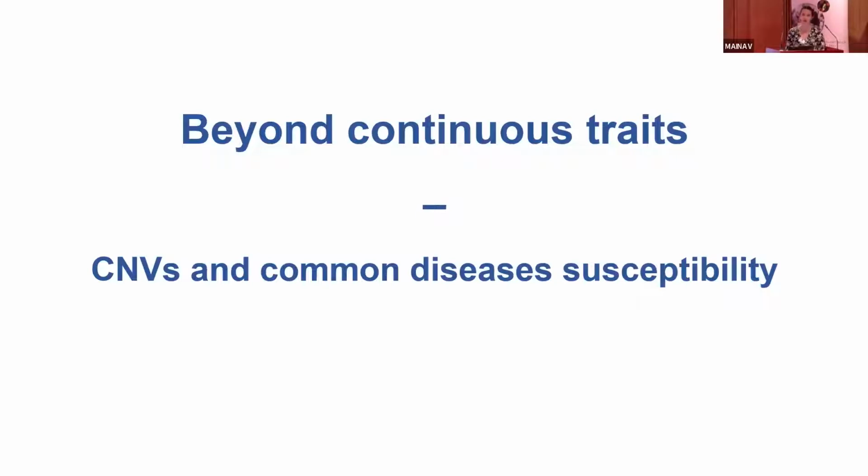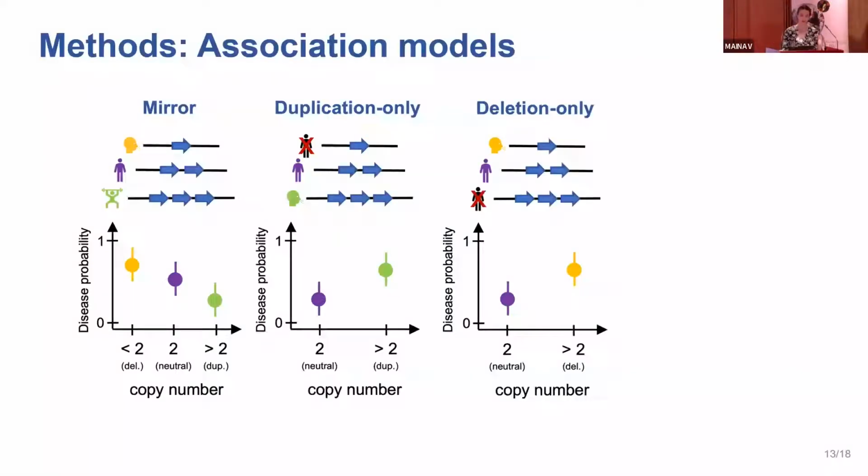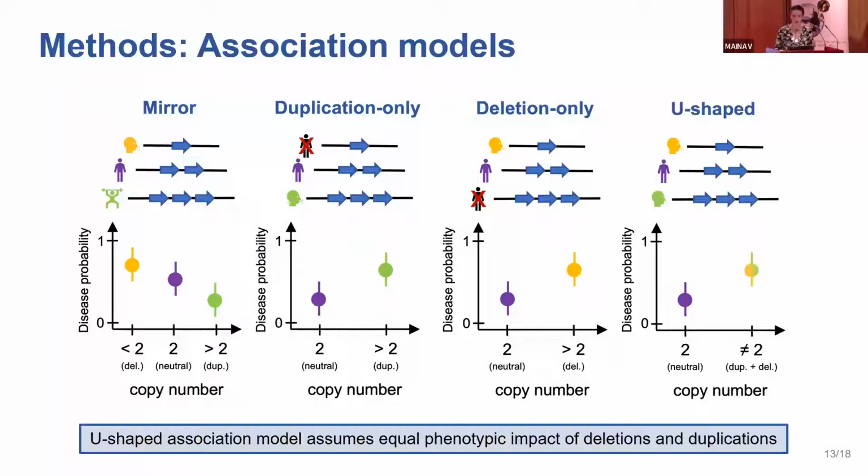And I think that a rather natural extension of the work I presented so far would be to interrogate whether CNVs also affect susceptibility to common diseases. And to do that, we will simply switch from using a linear regression to using a logistic regression that allows us to investigate how CNVs impact disease probability. And in the context of this project, we also work with a fourth association model, which is a U-shaped model that has a rather intuitive assumption that deletion and duplication affect the phenotype in a similar manner.